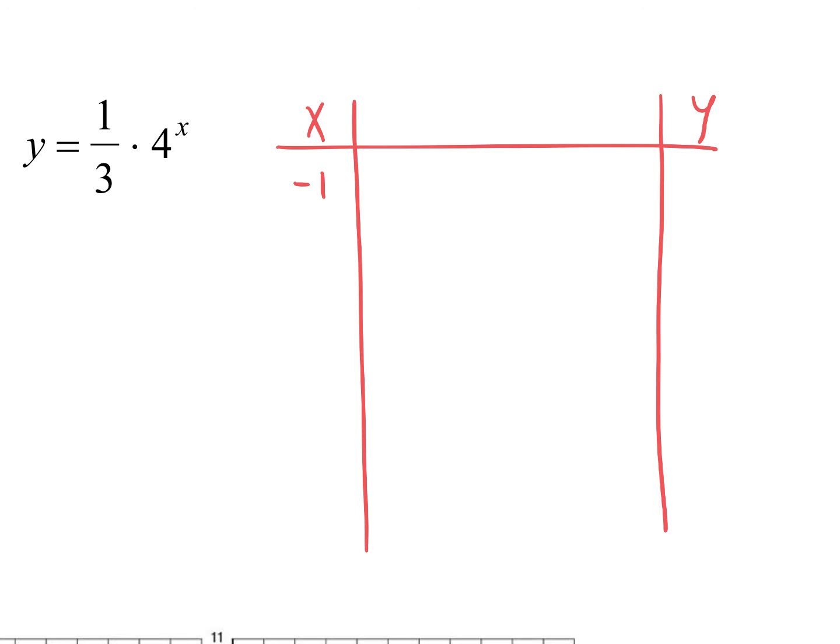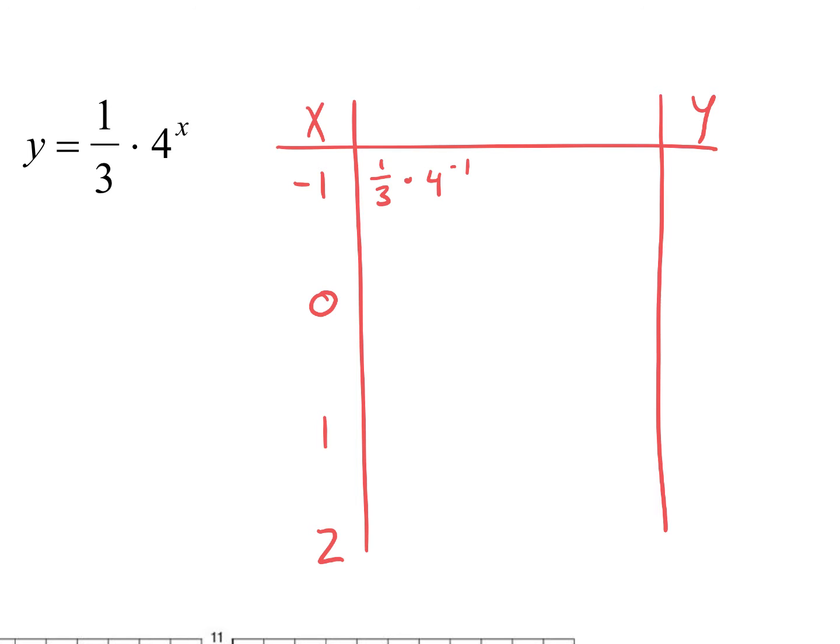-1? What else? -1, 0, 1, and 2. You can plug in whatever you want for x, but these are just going to be the easiest when you're evaluating. So when we plug in -1, we have 1/3 times 4 to the power of -1.